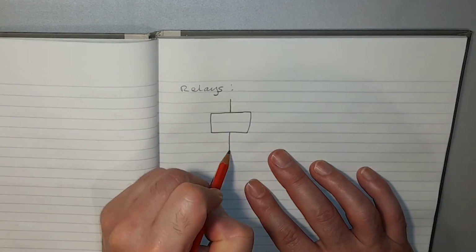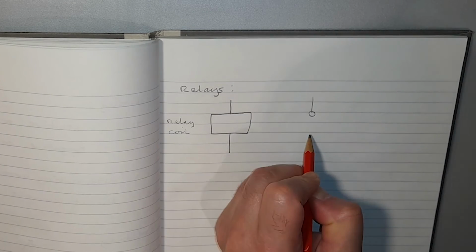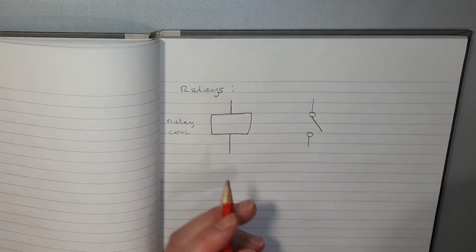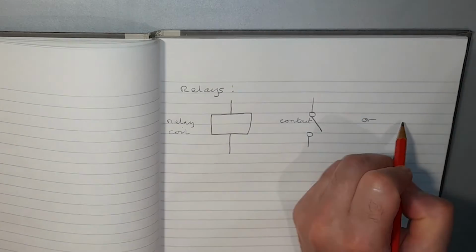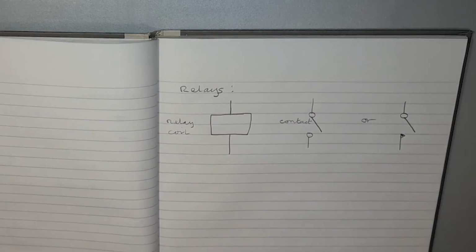Electromechanical relays are similar to switches in that they have switch contacts, but they work by providing a voltage to a coil which produces a small electromagnet which activates the switch. We'll be playing with relays in another video.